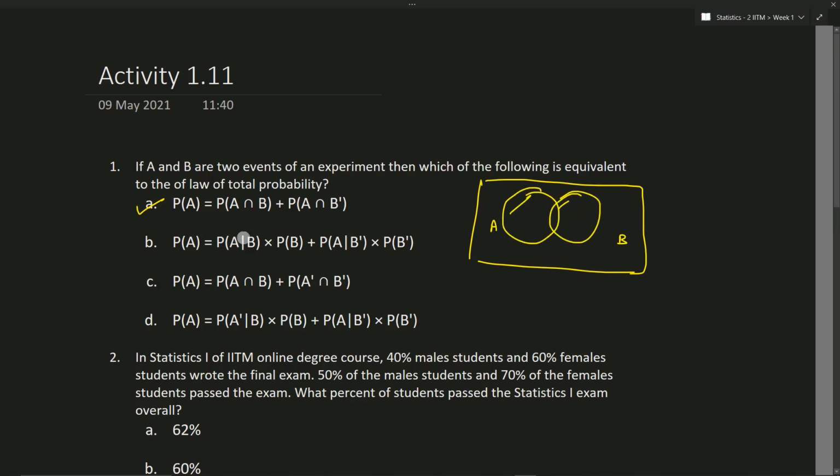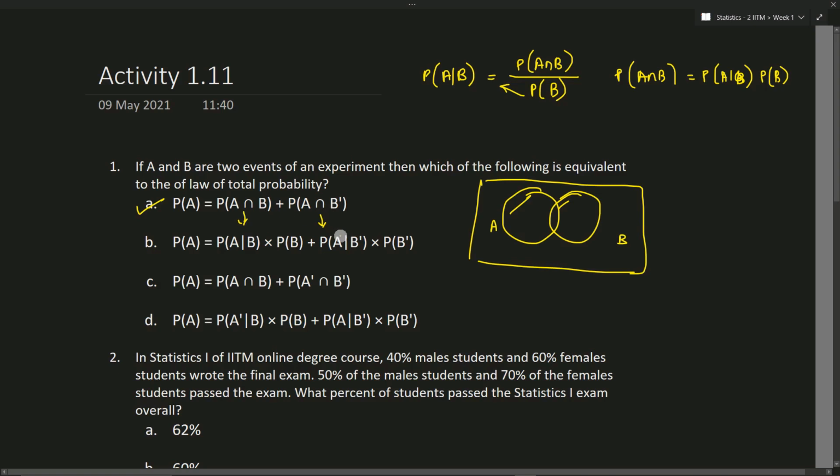Okay, so A conditioned on B multiplied by P of B. This is just a simplified version of this, right? So what is probability of A conditioned on B? That is given by probability of A intersection B divided by P of B, right? If I send this to the LHS, I'll have P of A intersection B is equal to P of A given B into P of B. Similarly, both of these are substituted for the respective terms. So equation B is also right.